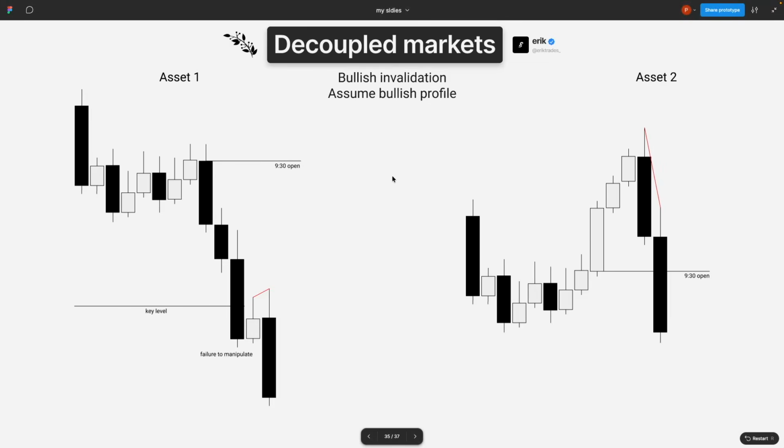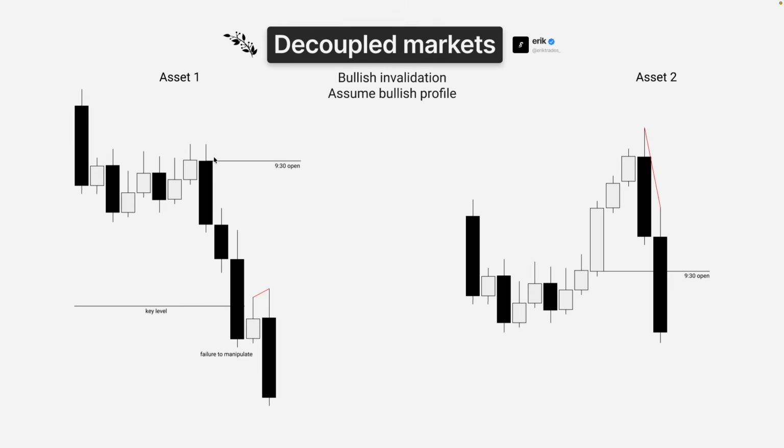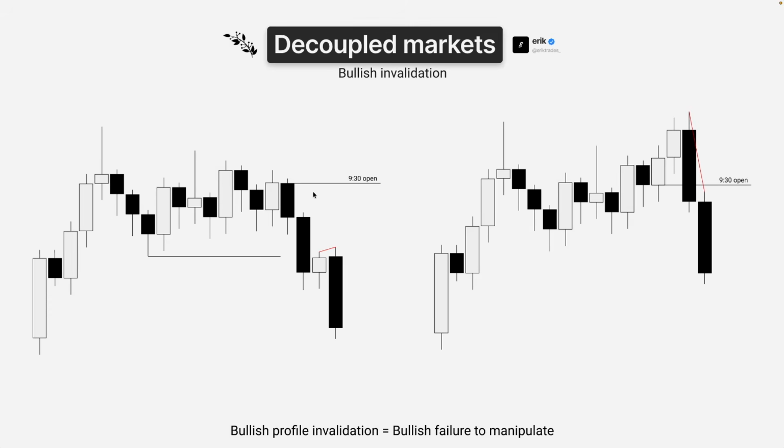We're assuming a bullish profile right here. So I'm coming into today, and I want price to sweep this key level, but what do we do if we form gaps lower and invalidate that bullish idea? So if you look here, you go like this.